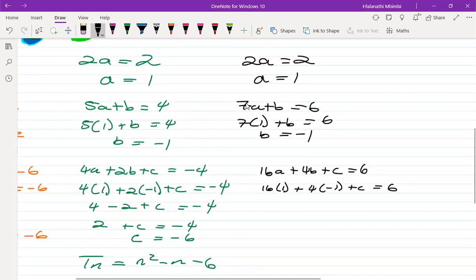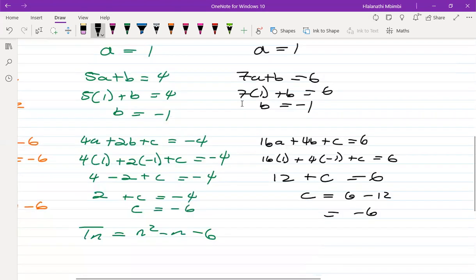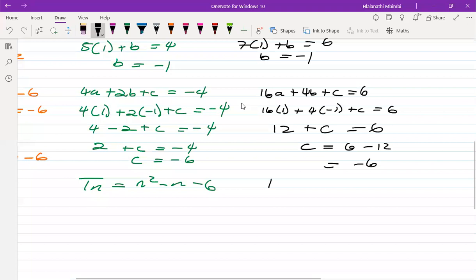Now this is going to be 16 minus 4. That would be 16 minus 4. That would be 12 plus 6 plus c is equal to 6. If we take the 12 to the other side, we'll have 6c equal to 6 minus 12, which is -6. So once again, as long as we are very consistent with what we match with what, we still get the same thing.